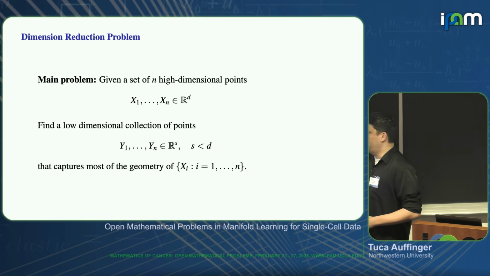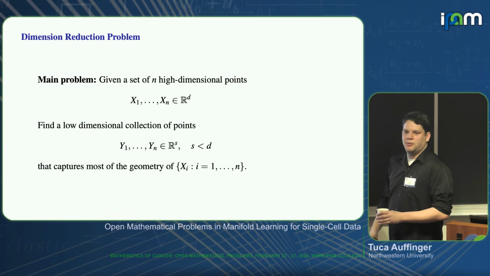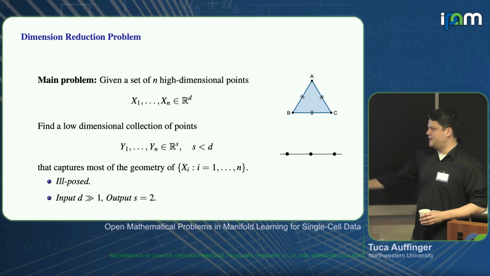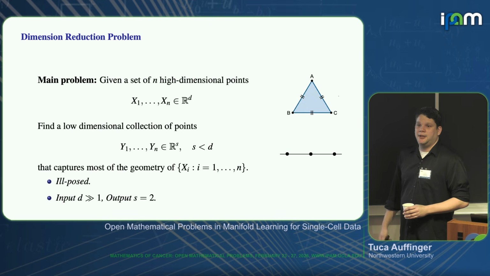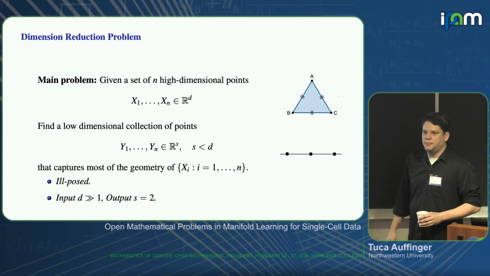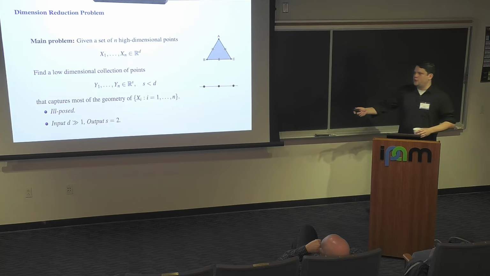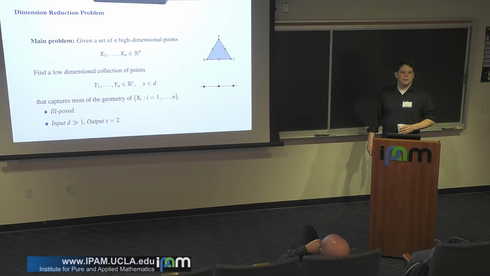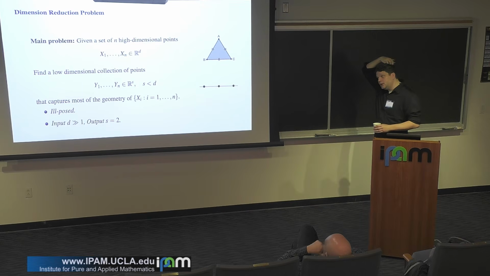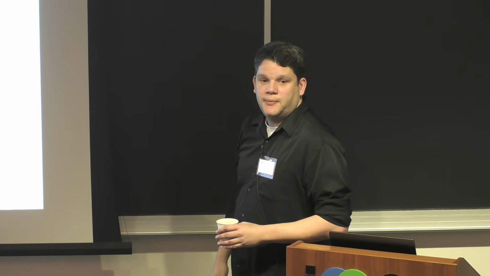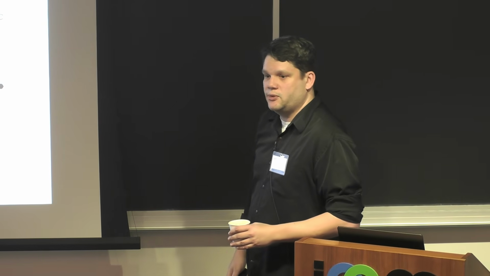As a mathematician, I need to define what I mean by capture most of the geometry. And even if you do baby examples, you see that this is actually part of the problem. If you start with 3 points in dimension 2, a triangle, there is no way to actually fit the triangle in dimension 1. You need to make a choice. And here I'll focus on D being very large, the input data, and the output will be dimension 2, because I want to visualize. So part of the problem is actually to define what you mean by capture most of the geometry. And different methods will have different goals, as we saw.